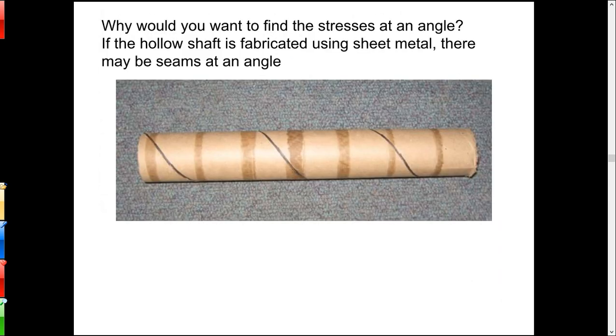Now, if you fabricate a shaft by taking a plate and wrapping it on a cylinder, you'll have a seam. So this is one reason why you might want to look at biaxial stresses. You don't have normal stress on the XY planes, but you do have normal stress at angles. So you might be interested in what's going on on that one seam where you fabricated the shaft. This is a reason why you might want to find these biaxial stresses at an angle.